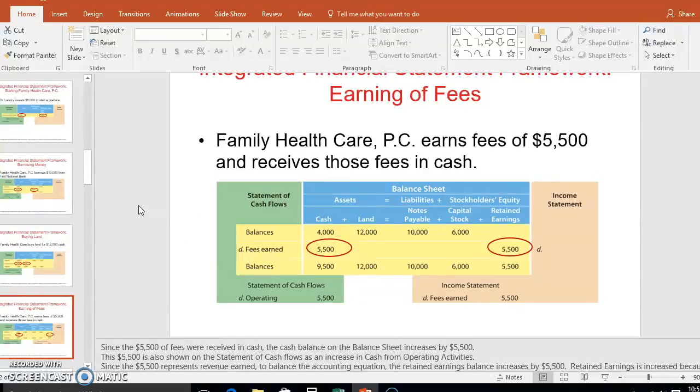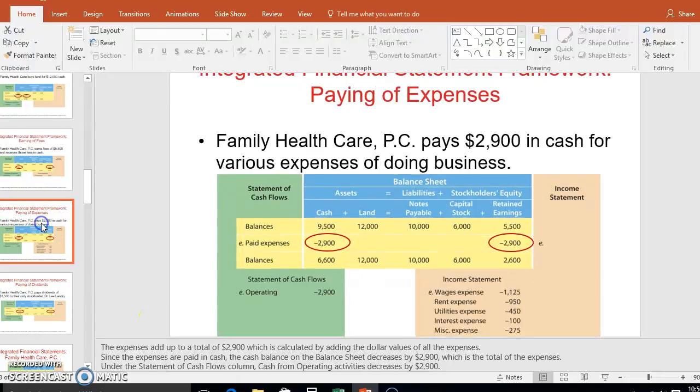The next one is they earned a fee of $5,500 and they received it in cash. So again, let's talk about what happened. Did your bank account go up? Your bank account, in fact, did go up by $5,500. So cash, which is an asset, went up by $5,500. What did you do for that cash? You did your job. So earning money for your job is revenue, and revenue increases equity. So we have an increase on the asset side, and then we have an increase on the other side, or the equity side. So this still balances.